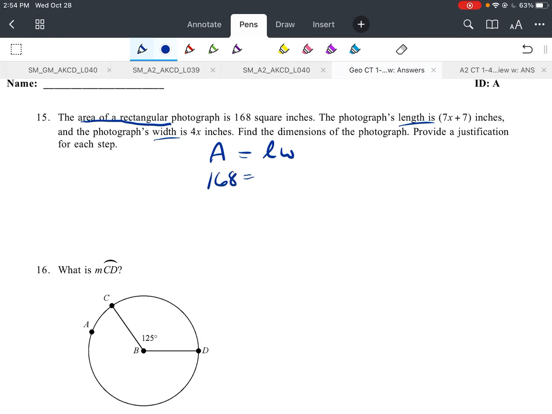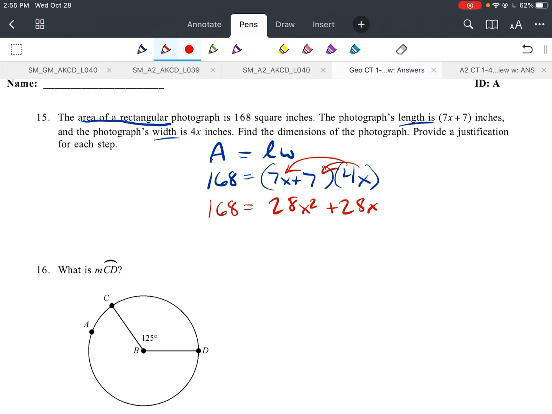168 equals 7x plus 7 times 4x. And now just multiply. Well, what do you mean multiply? Well, distribute. So here we go. 4 there and there. So this is 28x squared plus 28x equals 168. Now, at this point, you got to think to yourself, all right, how can I make this work? What can I do to solve for x?